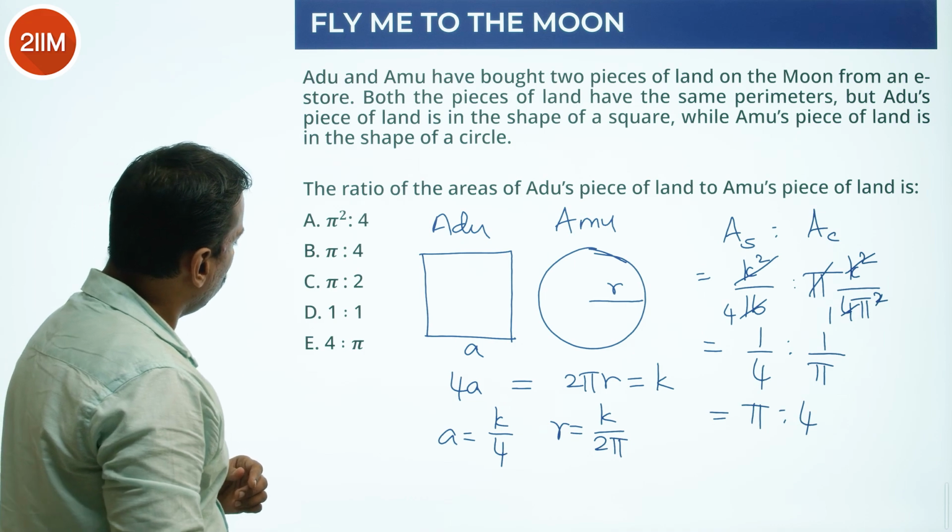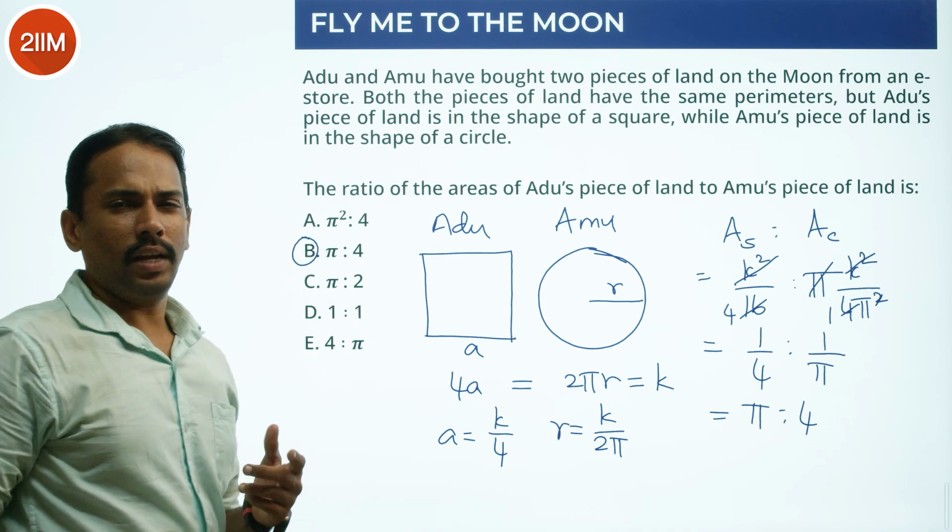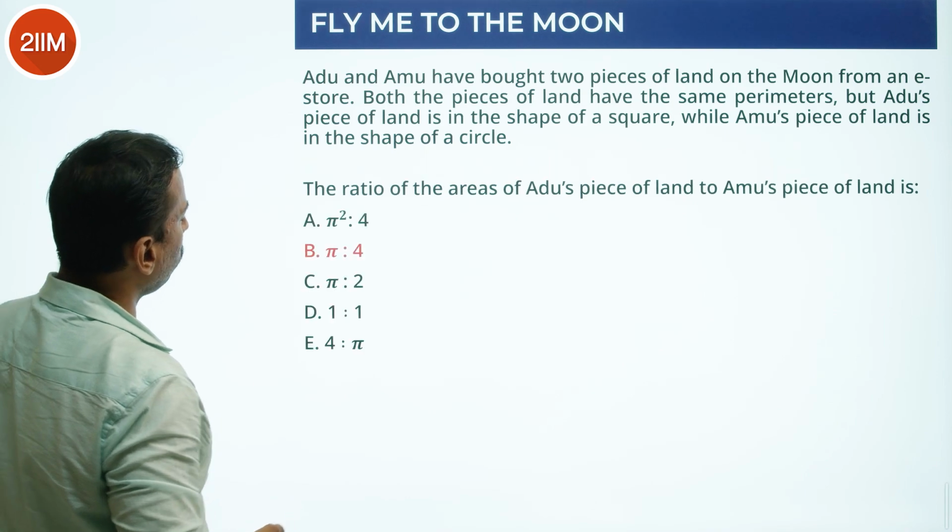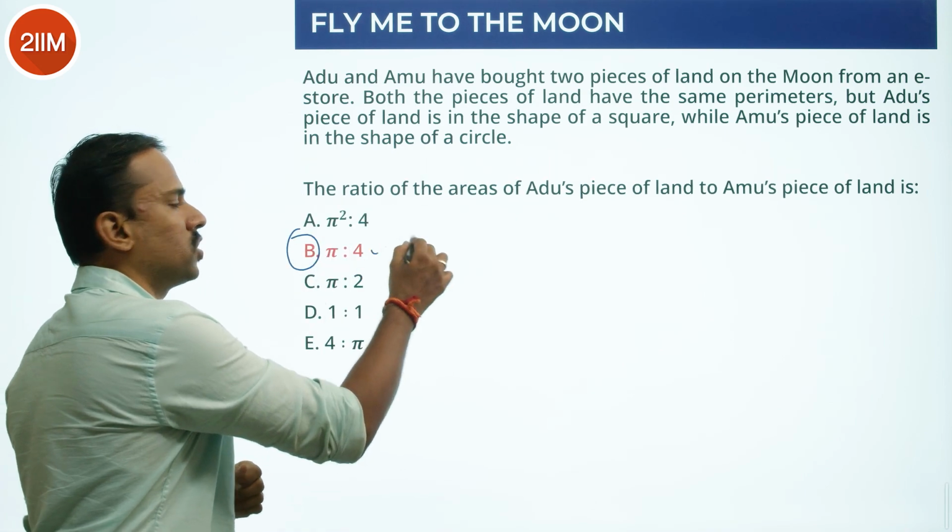Where is pi is to 4? Yeah, we have it, option B. Should be the right answer. We'll check this. Yeah, perfectly right. Option B, pi is to 4, is the right answer.